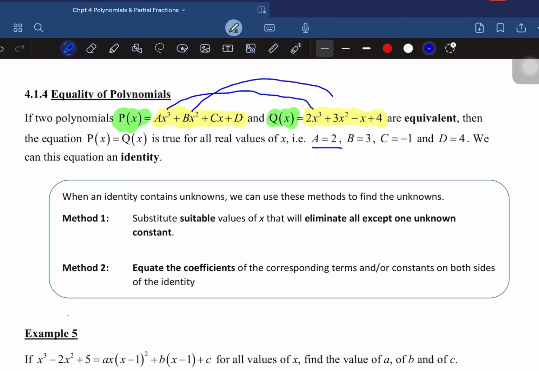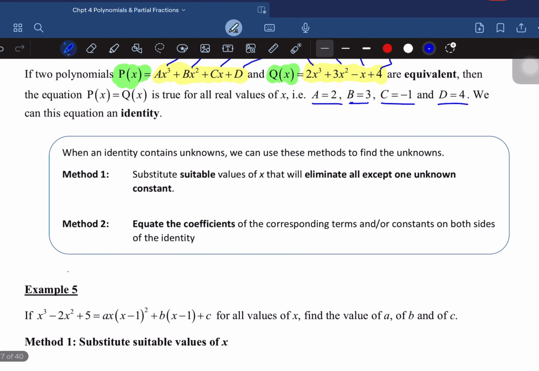X squared compare with x squared, coefficient will be b equals to 3. Coefficient of x compare with coefficient of x will be c equals to -1. Comparing coefficient of constant, it will be 4. So this is how we compare. Sometimes people will call this as comparing left hand side and right hand side. So depends on how you use it.